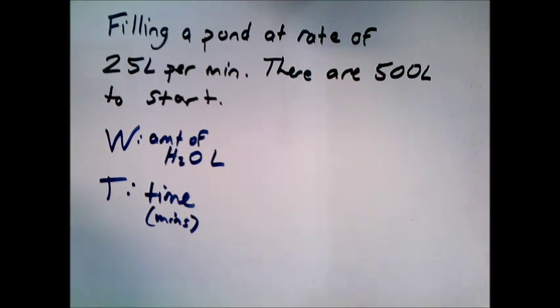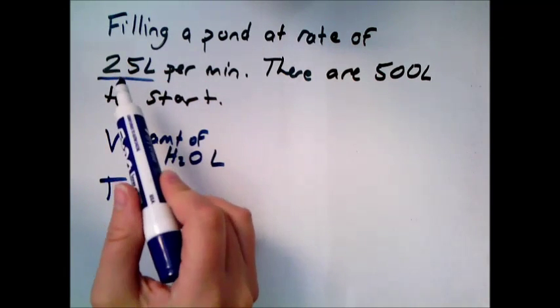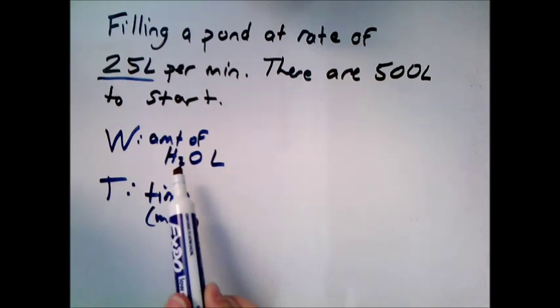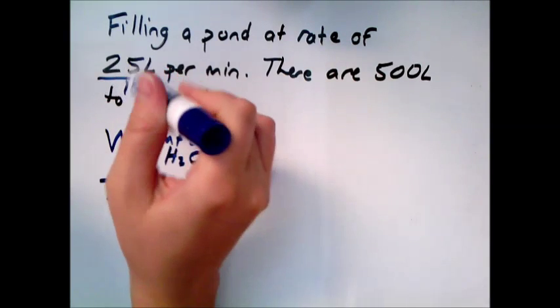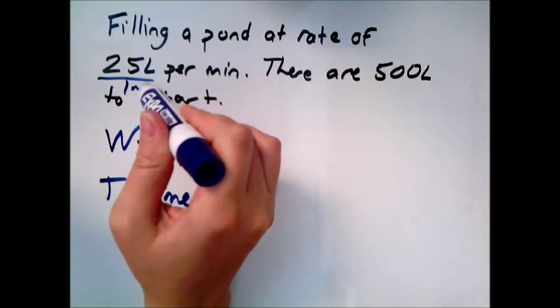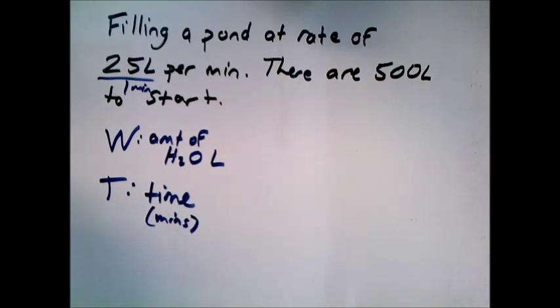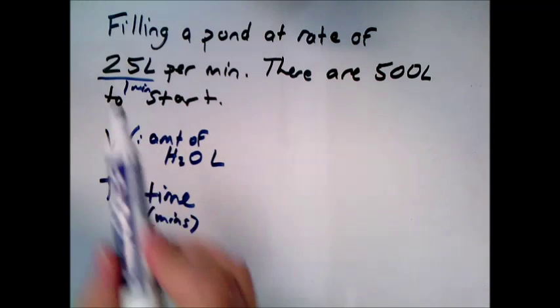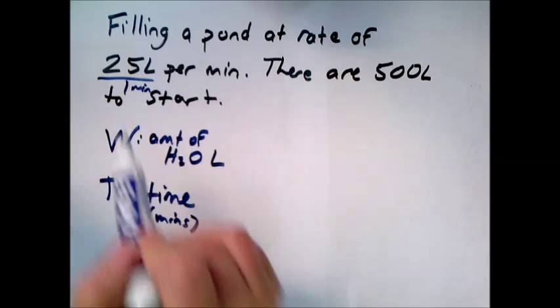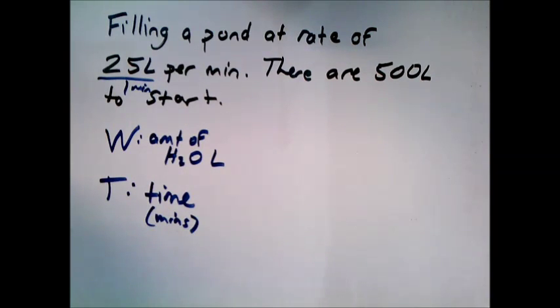And so picture, if they ever tell you something about a rate, they're telling you how fast it's changing. They're saying the amount of water is going up 25 liters per minute. So for every 1 minute, you get 25 liters more of water. Anytime they tell you a rate, they're telling you the slope. They're saying W is going up 25 every time you go over 1 minute.